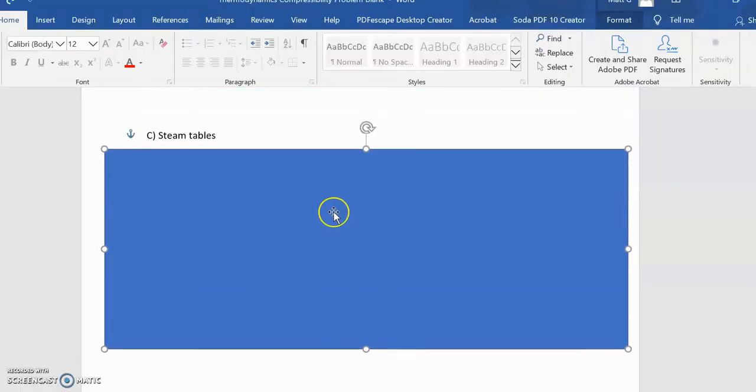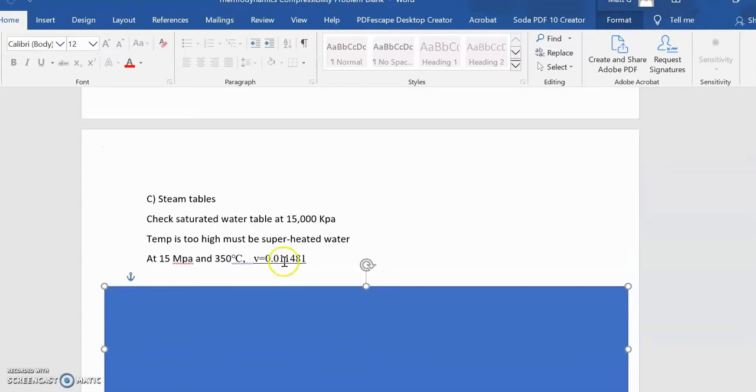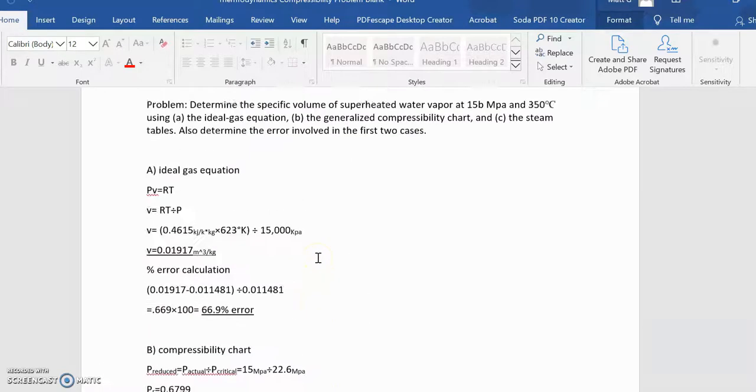So if we go back here, you should see that we got specific volume here, 0.011481. And that's this entire problem.